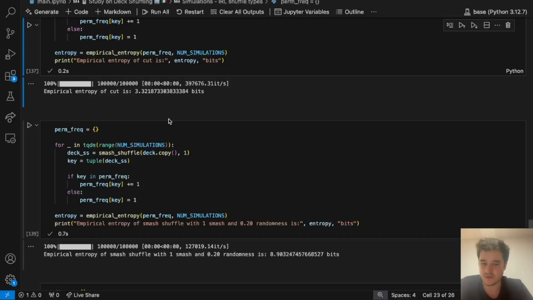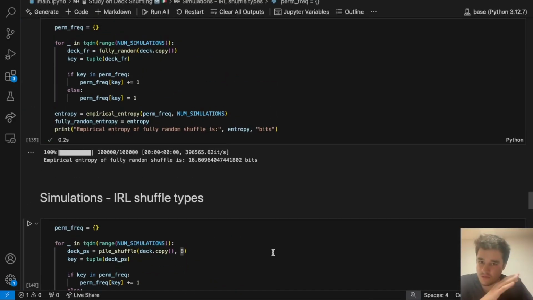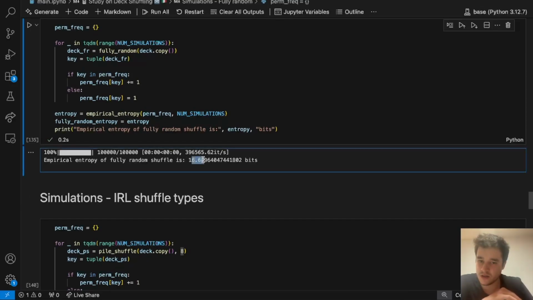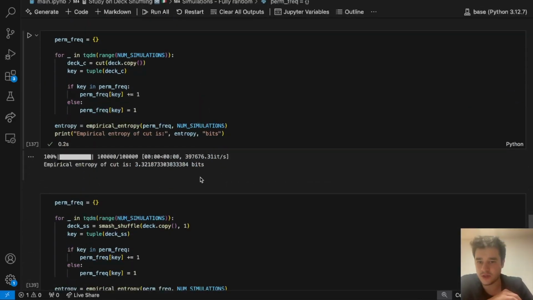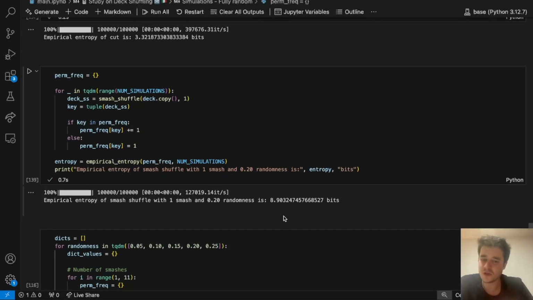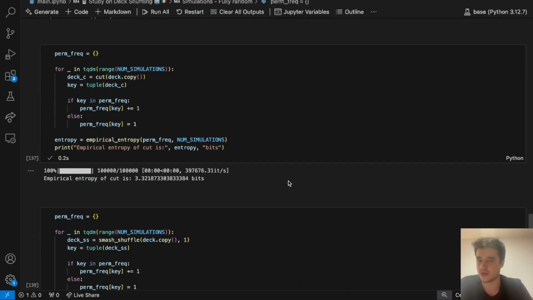Now, yes, cuts are slightly random, let's say. And then a smash shuffle with 20% randomness, so like you miss 20% of the cards, let's say, gives you 8.9 bits, right? And consider that our benchmark and the maximum we're going for is 16. So yeah, this is almost half. We're not quite there, but one smash shuffle with 20% randomness is relatively good already. It's better than a cut or a pile shuffle.